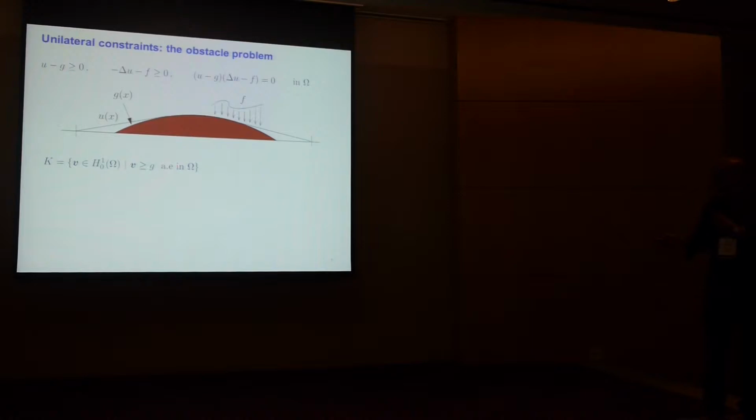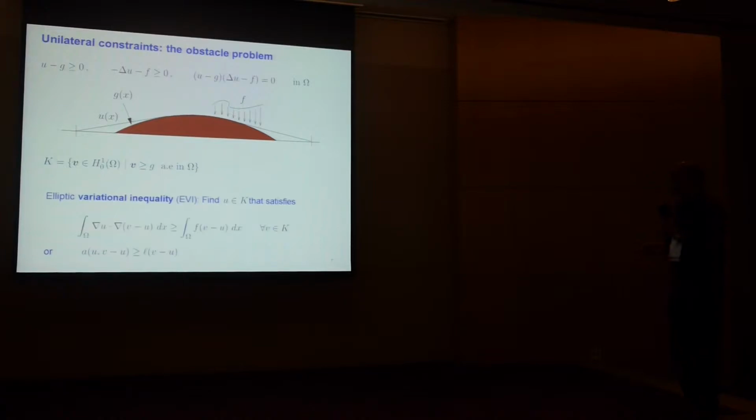So this is not a subspace, it's now a convex subset. And because of that, because of these inequalities, I no longer have an equation here which would otherwise have been A of u equals L of v. I now have an inequality, and that's called a variational inequality, which I have to pose on that convex set there, and I require that this hold for all v in that set.